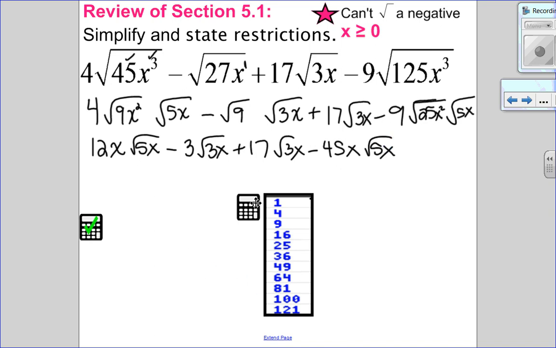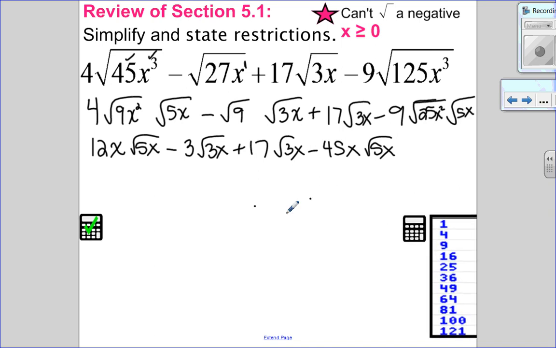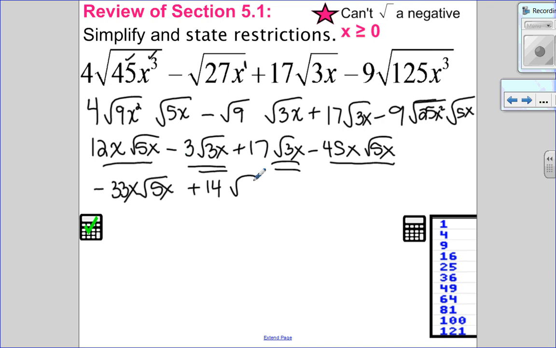So I already see a whole bunch of like terms, so that's going to be really useful for me. So combining my like terms, let's do my root 5x's. So I have a root 5x here and here. So I can simplify that by keeping the root. I can combine like terms. They're both going to be root 5x's. And I have 12x take away 45x, which is negative 33x. So you combine the like terms in the front, keep the root. Then I have root 3x's. So to combine those, I have 17 of them, and I take away 3, which is 14 root 3x's.